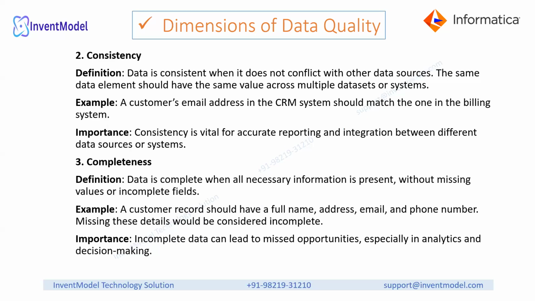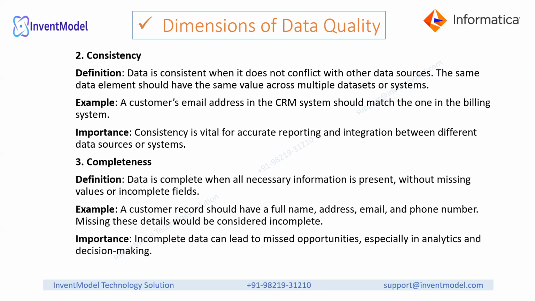Okay. Now we have the second dimension, that is called consistency. So what is the definition of this consistency dimension? Data is consistent when it does not conflict with other data sources. So we have to make sure that whatever data we have in one system has the same meaning in the other system. It does not conflict with the definitions. Otherwise, we can say the data is not consistent.